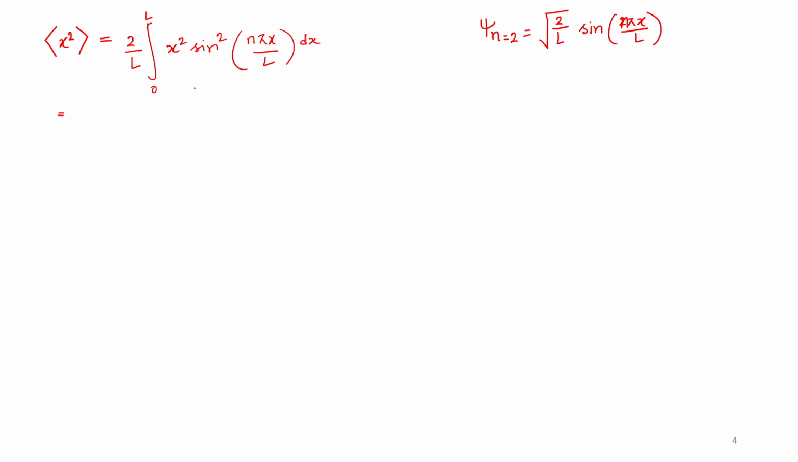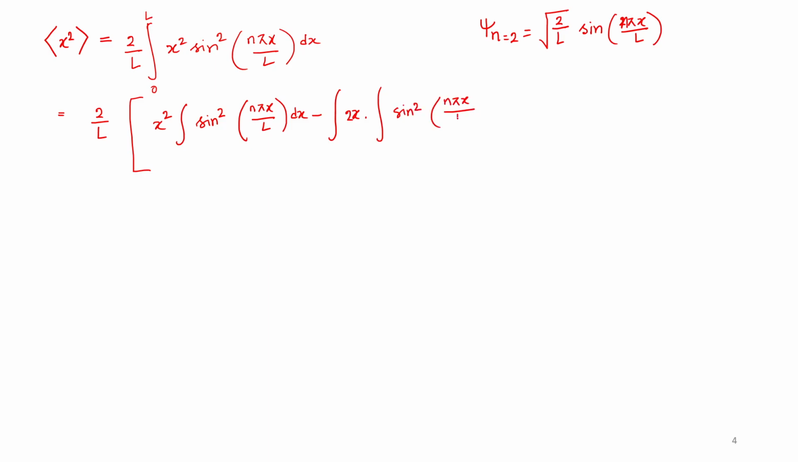Again, we will use integration by parts. Here the integration will be much bigger because the x square term is there. So first it is sine square n pi x by L dx, minus d of x square by dx, which will be 2x, right? And then the integration of again sine square n pi x by L dx.